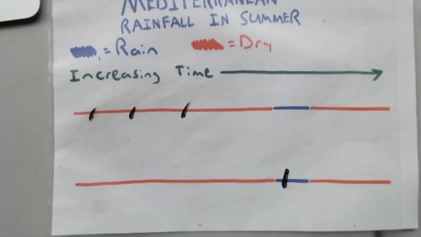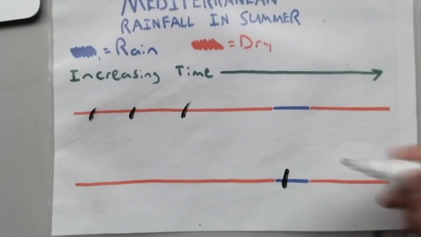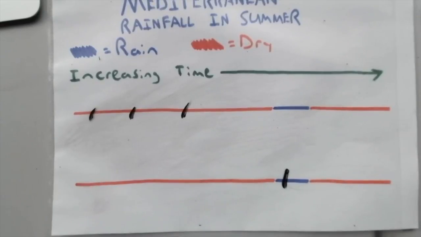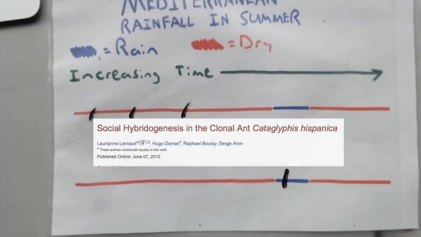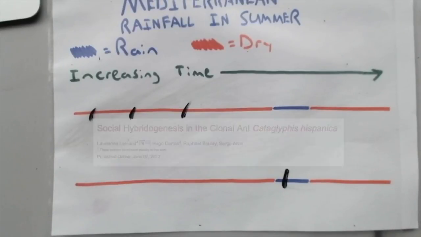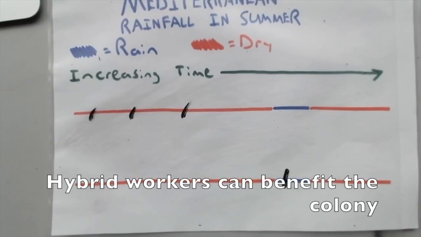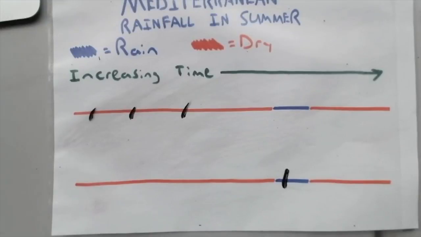Okay, now because of this tendency to have large mating flights in the Mediterranean rather than small ones, social hybridogenesis could have arisen since chances for mating with ants of a different lineage and producing hybrids increase compared to small mating flights. Now some studies suggest that the hybridization of workers that results through social hybridogenesis could improve the fitness of the colony as a whole, since hybrid workers might have enhanced resistance to parasites or diseases and could exploit a wider range of resources.